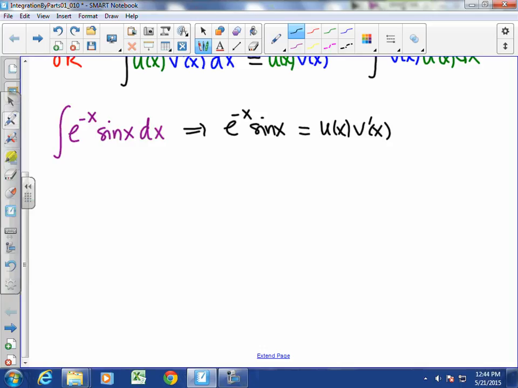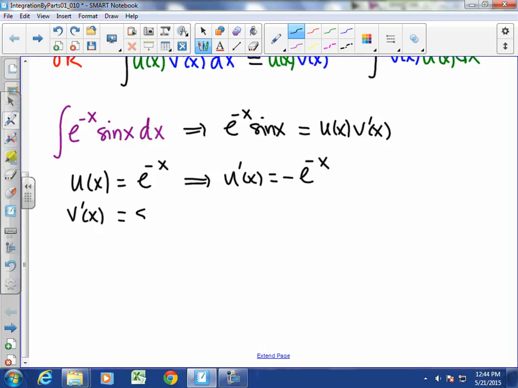Because it's easy to integrate e to the negative x, and it's also easy to find its derivative, and it's easy to integrate sine x, and it's also easy to find its derivative, whichever we choose to be u of x, it's going to work, except the product. We cannot set the product to be v prime of x, nor u of x. So let's say u of x in this case is e to the negative x. That means u prime of x is going to be negative e to the negative x. And v prime of x is the other factor, which is sine x.